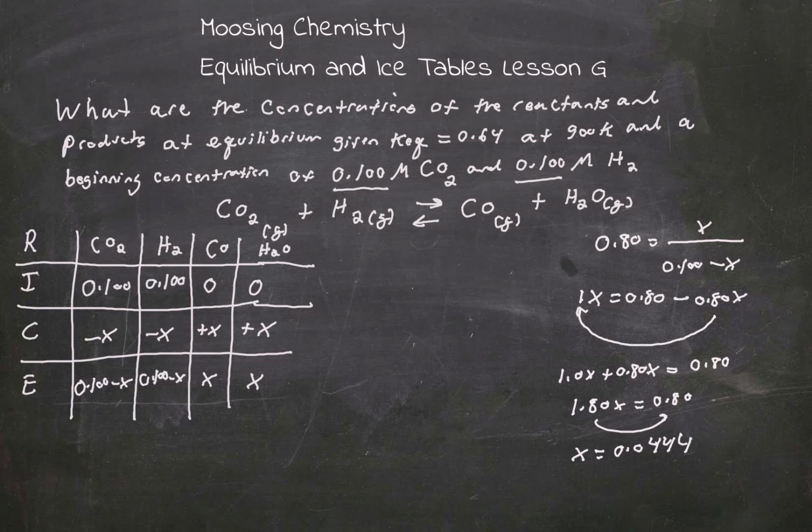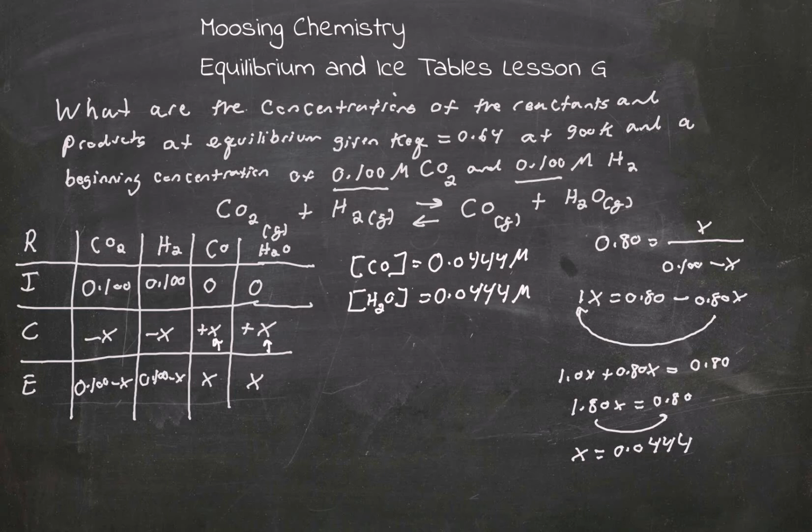Let's find carbon monoxide. Let's do the CO first. Remember that CO is simply X. So that's going to equal just the value, 0.0444 molarity. Oh, cool. And our H2O is the same thing. It's just X, so it's 0.0444, and that's going to give us our molarity for the H2O. Pretty simple so far.